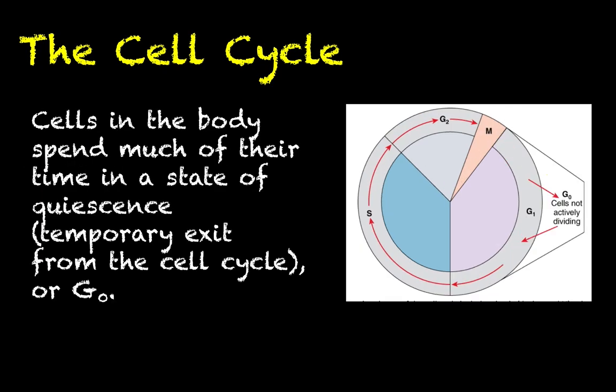So cells in the body, those somatic cells, most of them actually spend most of their time in a state of quiescence, which is sometimes called G0.